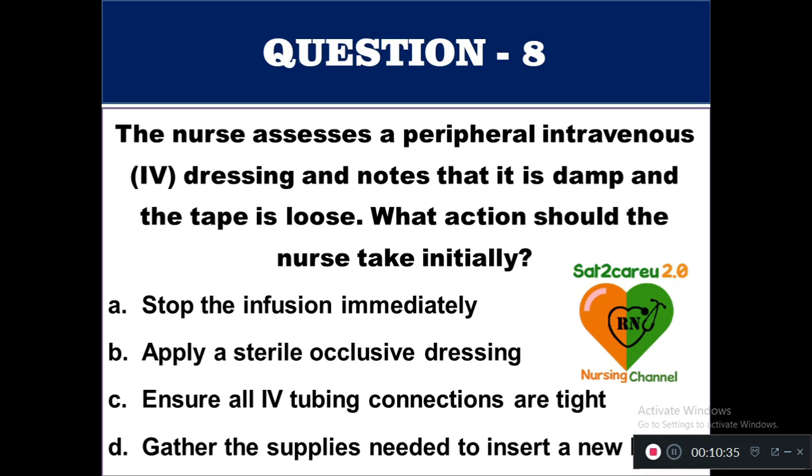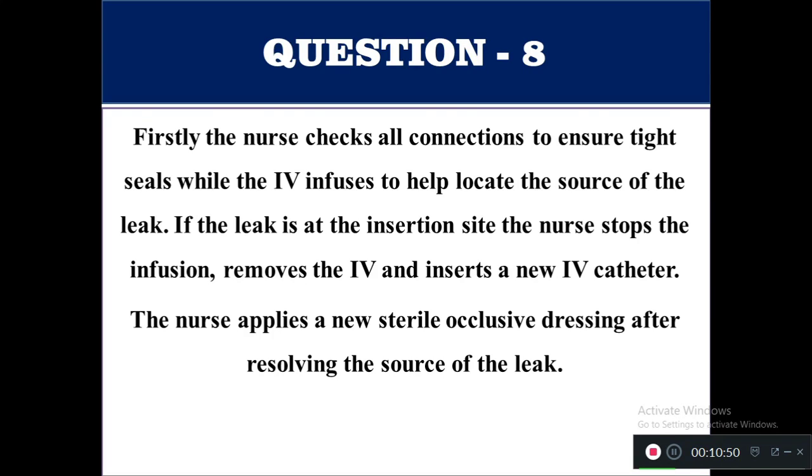So the important nursing intervention when there is leakage of a peripheral intravenous dressing is to ensure all IV tubing connections are tight. The rationale: firstly, the nurse checks all connections to ensure a tight seal while the IV infuses to help locate the source of leakage. If the leak is at the insertion site, the nurse stops the infusion, removes the IV and inserts a new IV catheter. The nurse applies a new sterile occlusive dressing after resolving the source of the leakage.